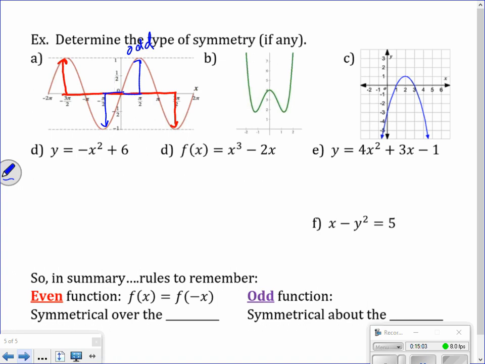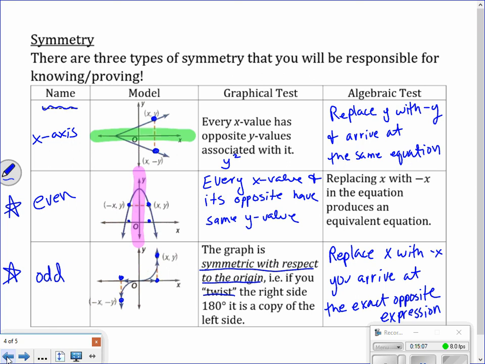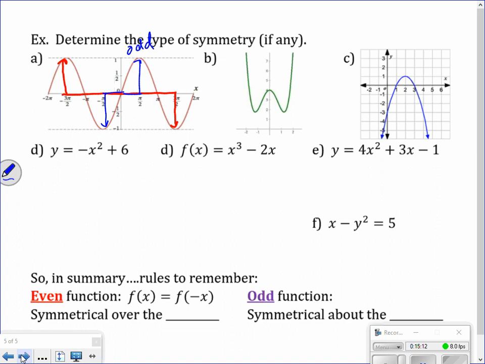All right, letter B. So letter B, if you think back to one of your pictures here, it hopefully looks kind of like this guy right here. It's symmetrical over the y-axis. So the y-axis kind of divides this graph. If you go to one side, you get one answer. If you go to the exact other side, you get the same answer. So this is an even function. All right, now letter C is a trick.